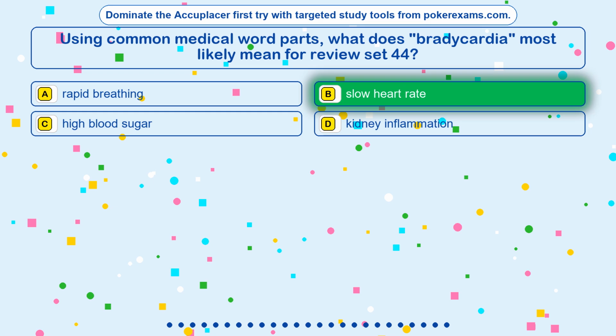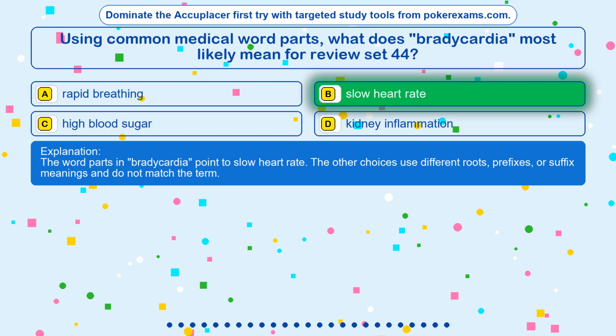The correct answer is option B. Slow heart rate. The word parts in bradycardia point to slow heart rate. The other choices use different roots, prefixes, or suffix meanings and do not match the term.